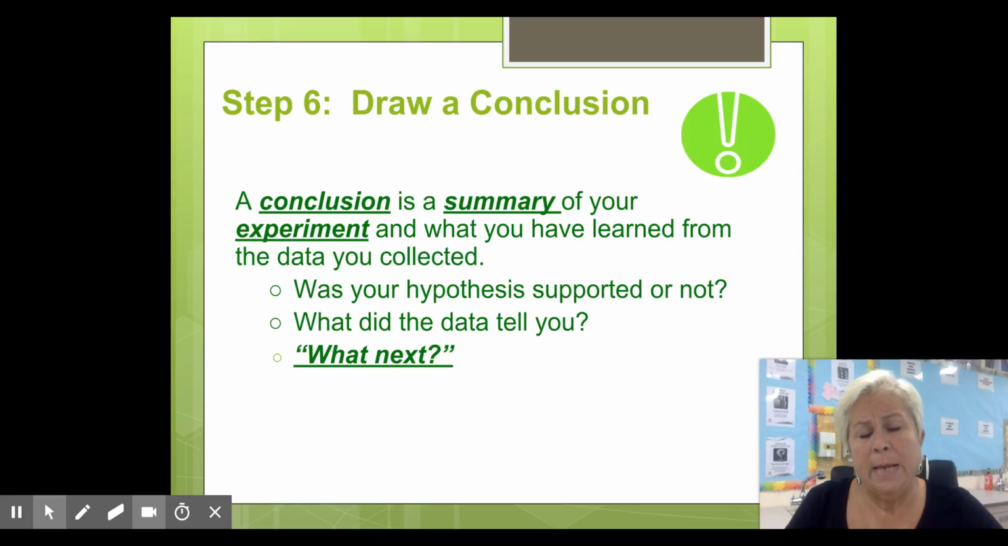You're going to have to answer whether your hypothesis was supported or not. You're going to have to answer the question about what did the data tell you when you analyzed it. How did you interpret it? What did it mean to you? How did it either support your hypothesis or not support your hypothesis? Okay, and then you want to end up in your conclusion with a what next kind of statement.